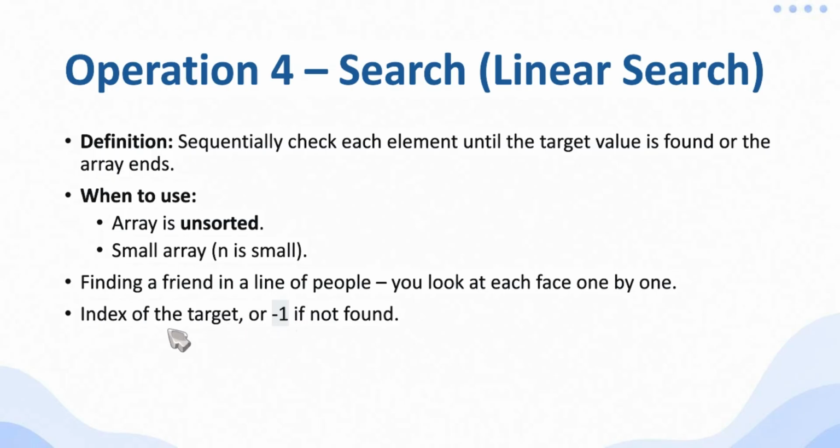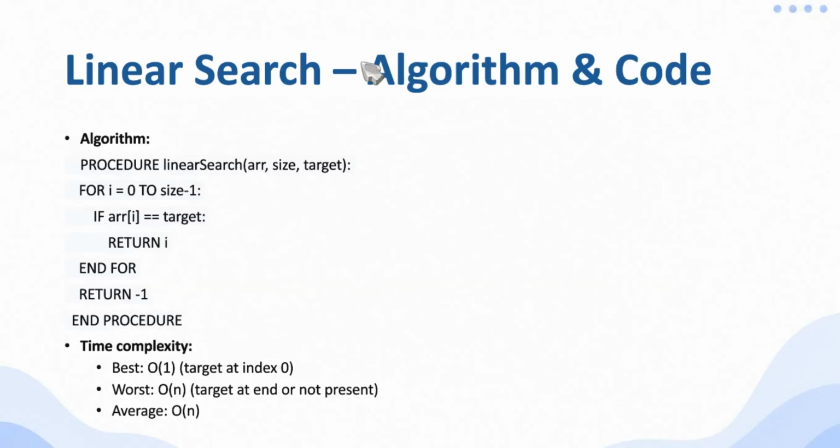Okay, so let's look at the pseudocode. So i is the index, right? You have to traverse from index 0 to size minus 1. If the array value at that index is equal to the target you need to find, you return the index, otherwise you return -1.